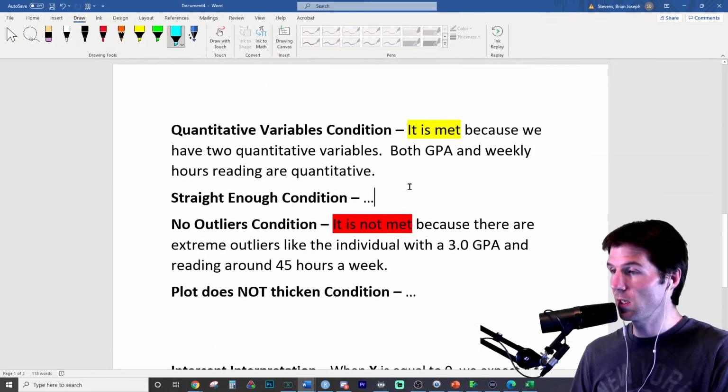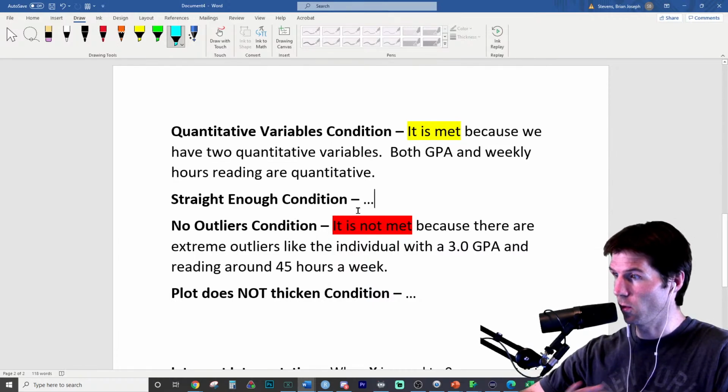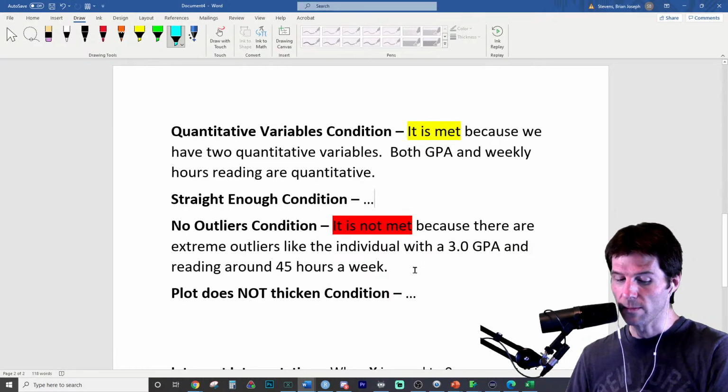So make sure to be very explicit in answering, are the 4 conditions met right here? It does thicken, yep. So that is not good. We want the plot to not thicken. We want it to stay the same thickness throughout.